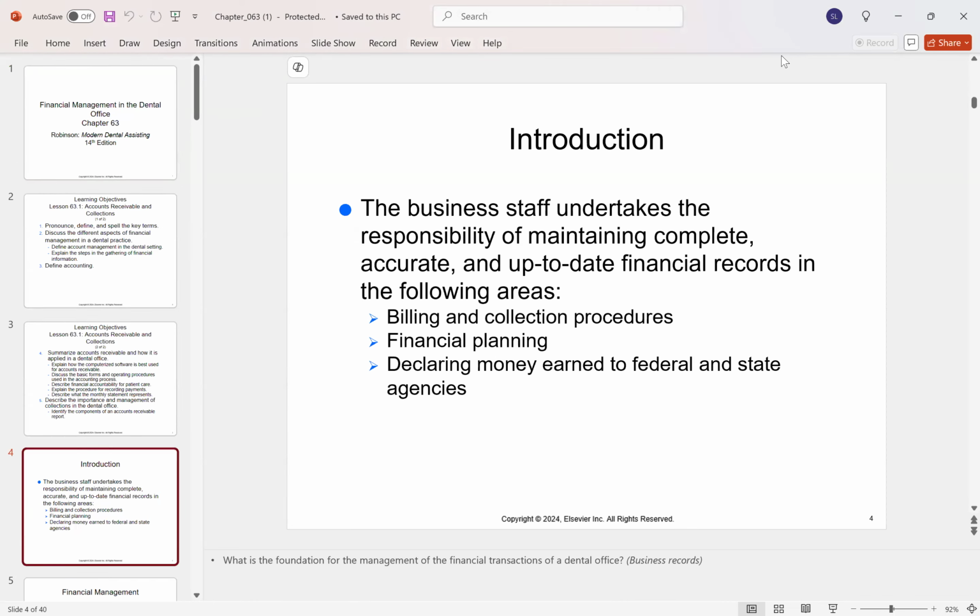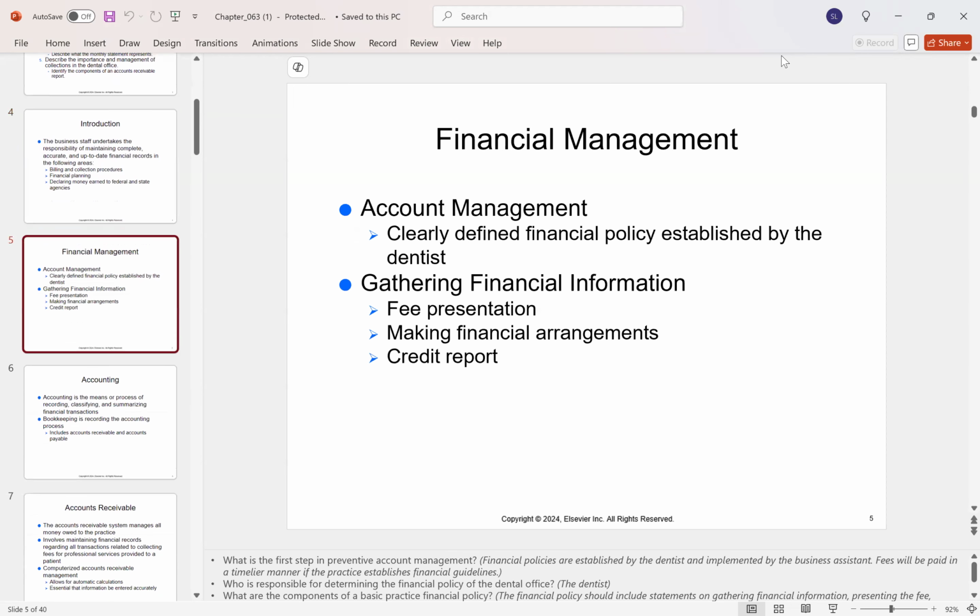The business staff undertakes the responsibility of maintaining complete, accurate, and up-to-date financial records in billing and collection, financial planning, and declaring money earned to federal and then state agencies. When we're talking about financial management, we're talking about account management, which is clearly defined as financial policy that's established by the dentist, and then gathering financial information. So the fee presentation, marketing financial arrangements, and then also the credit report.